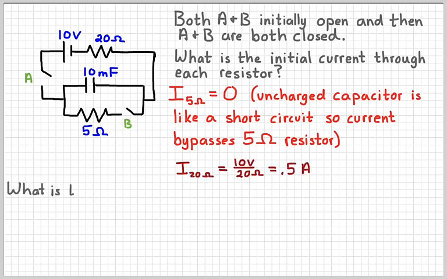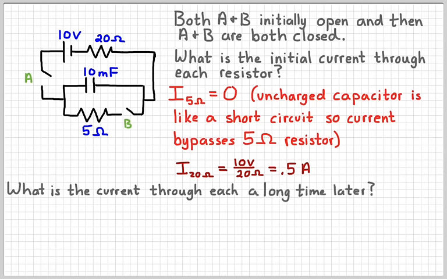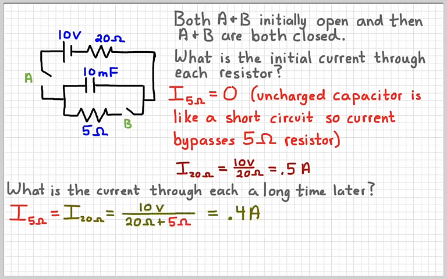Do the same thing, because the current through the 5 ohm resistor is still 0. Now here's where it's going to be different than it was in the previous example. What is the current through each of those resistors a long time later? Well, now they're just like two resistors in series, so we're going to do our equivalent resistance, which would be 25 ohms, and divide the 10 volts like that. So now both of those resistors would get 0.4 amperes of current.